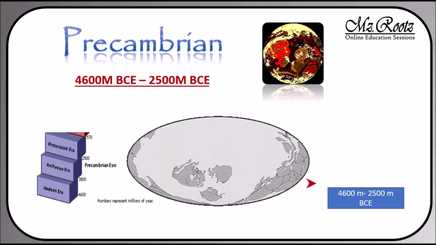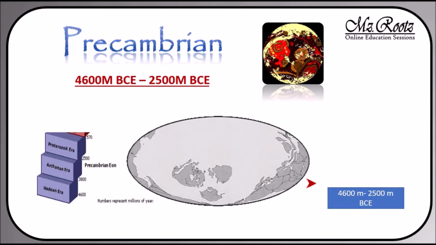The Precambrian eon, 4,600 million years before Common Era to 2,500 million years before Common Era. The name means before the Cambrian period. This term was originally used to refer to the whole period of Earth's history before the formation of the oldest rocks with recognizable fossils in them.